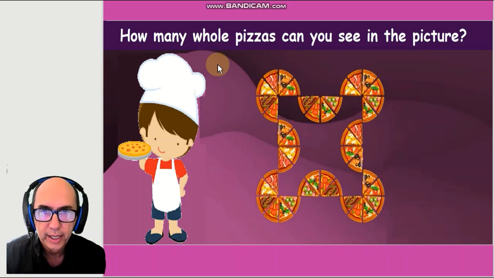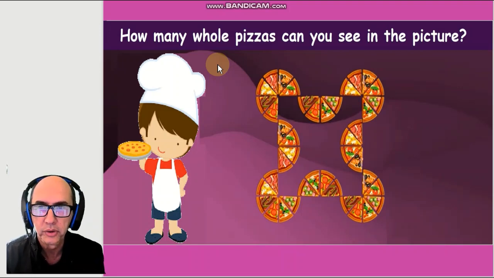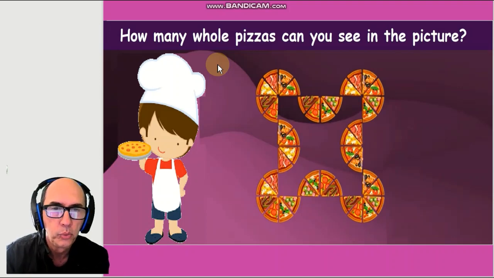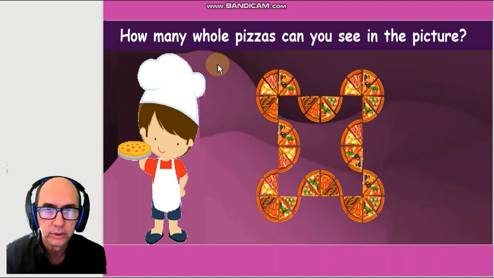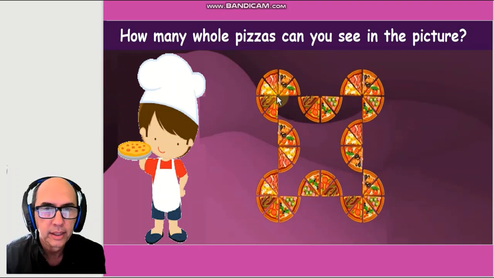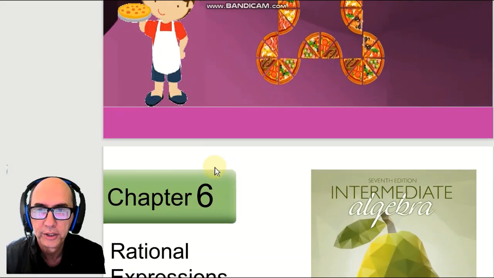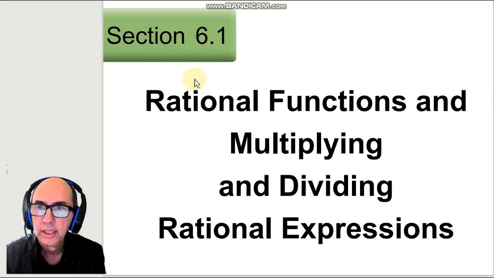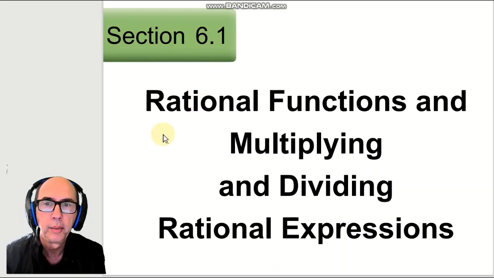Okay, check how you're gonna do it and write down your answer because today we will talk about rational expressions. We are entering chapter 6 and that's the reason for the challenge. This is all about fractions. Rational expressions means fractions. Section 6.1 is about rational functions and multiplying, dividing rational expressions.